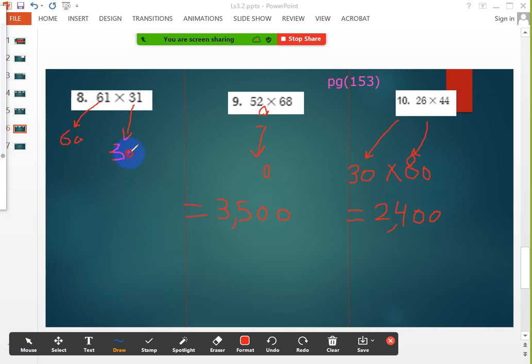Let's multiply the numbers by each other. I will write it again. 60 multiply 30, Rinad. 6 multiply 3 equals? Okay, you are counting, Rinad. 6 multiply 3 equals 18. And I have to put 2 zeros next to the answer, so it will be what?